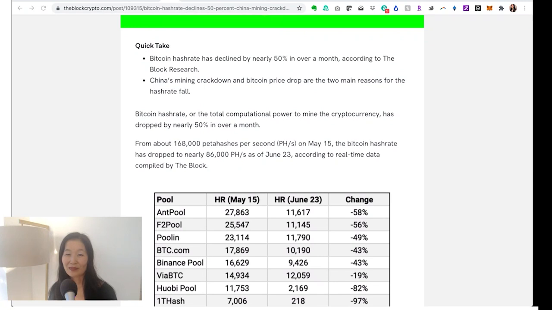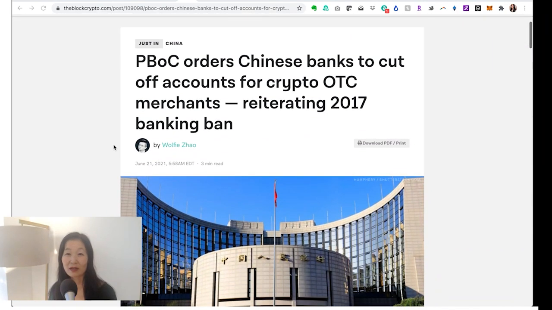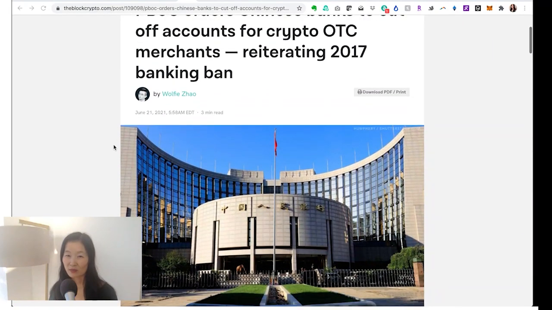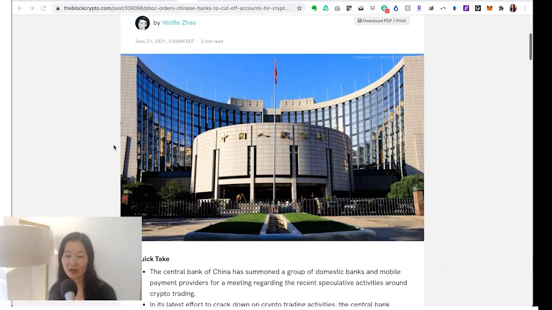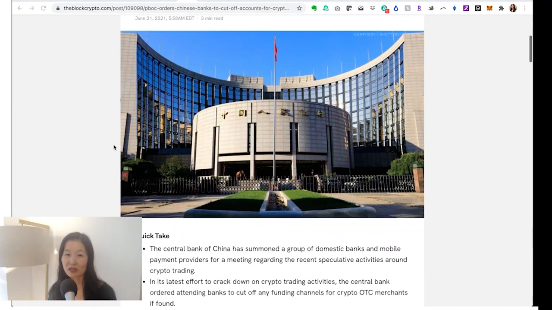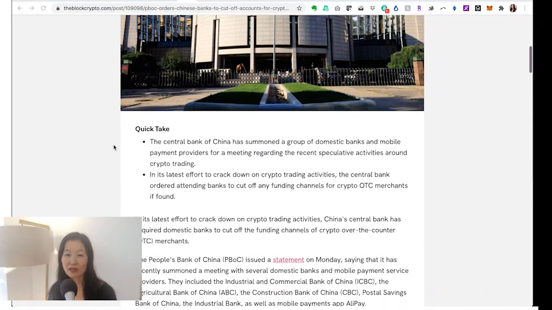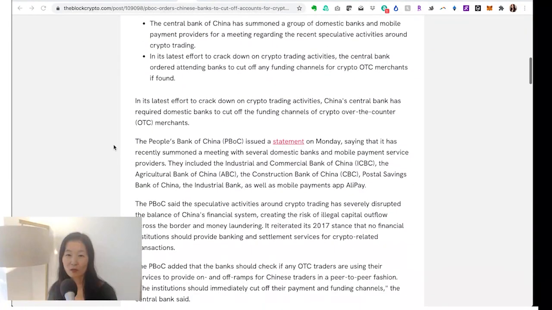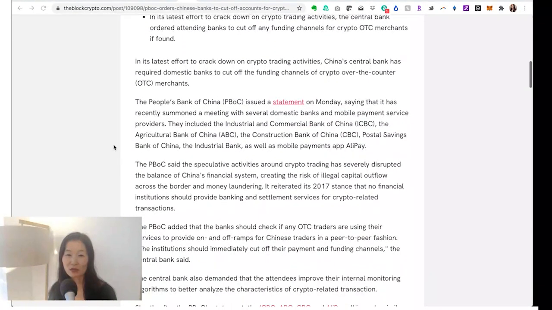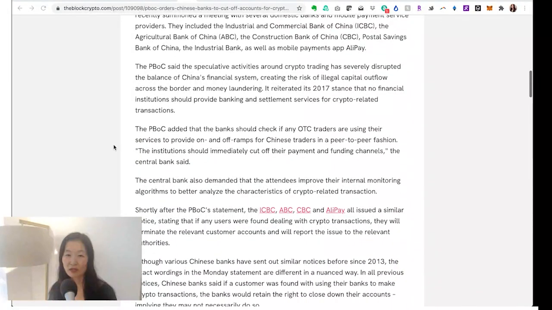Speaking of China, China bans crypto for the fourth time. The People's Bank of China released a statement on Monday that not only reiterated previous crypto bans, but additionally asked Chinese exchanges to investigate, identify, and cut off any user accounts associated with over-the-counter crypto exchanges. The Block reports that four institutions, including Alipay, issued a similar notice, warning that any users found dealing in crypto transactions would see their account terminated and reported to the relevant authorities.